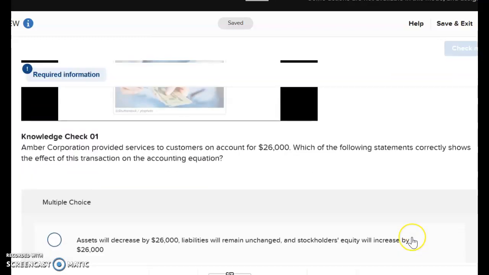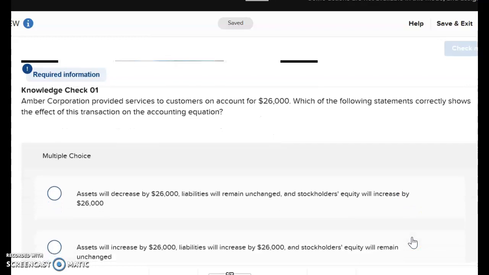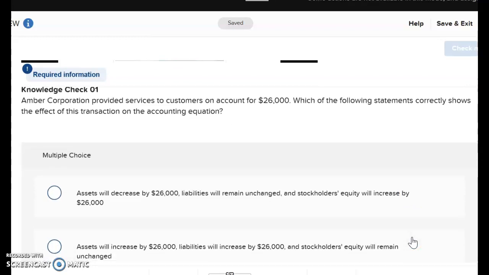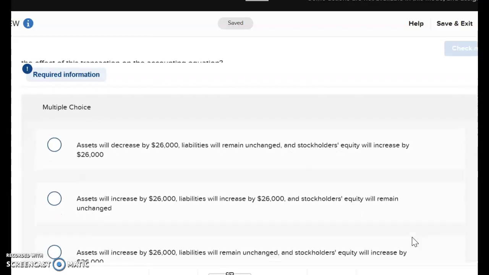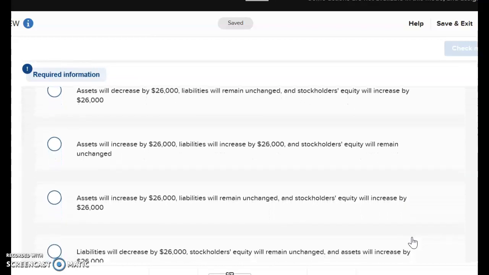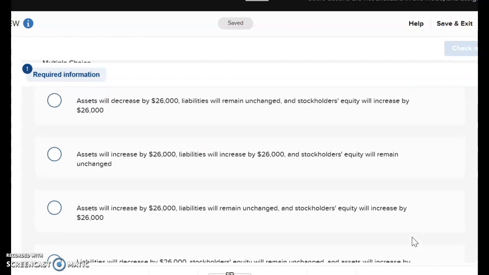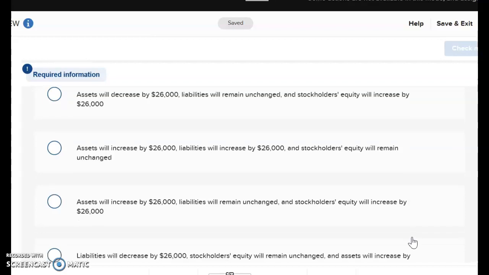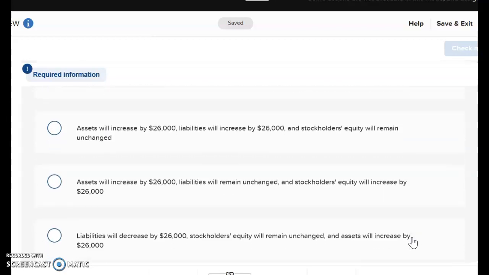All right, and another one similar to that. Amber Corporation provided services to customers on account for $26,000. Which of the following statements correctly shows the effect of this transaction on the accounting equation? And you can almost get them all in. I'll stop here for a minute. You can pause and look at the first 3, and then there's the last one, and that is number 13.